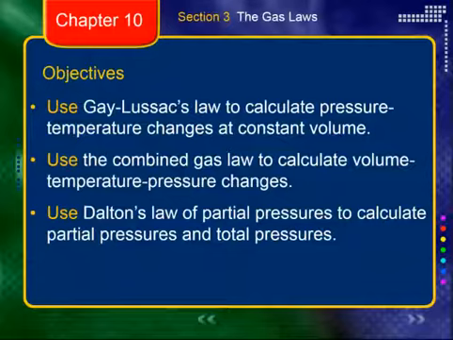Then lastly, we're going to be using Dalton's Law of partial pressures to calculate partial pressures and total pressures. And what we're talking about here is when we have a mixture of gases. If we have three different gases in a volume, there's a total pressure, but then there's going to be a pressure due to each individual type of gas.